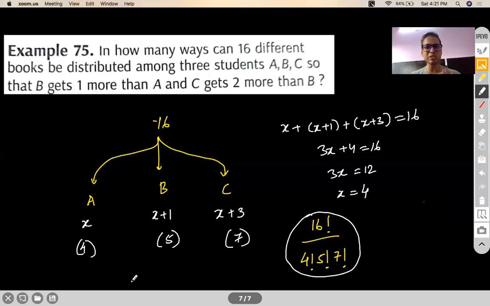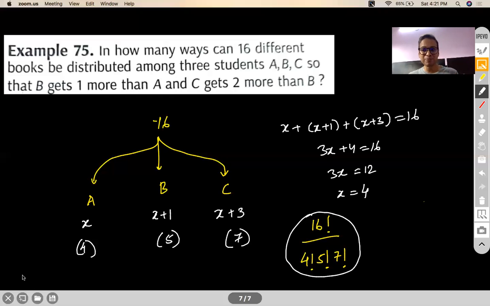So you should always know the logic behind these formulas. Don't try to just know the formula only. It is not going to help you in competitive exams, especially of national level like JEE Main and JEE Advanced. Is this fine? So this question was an eye opener.